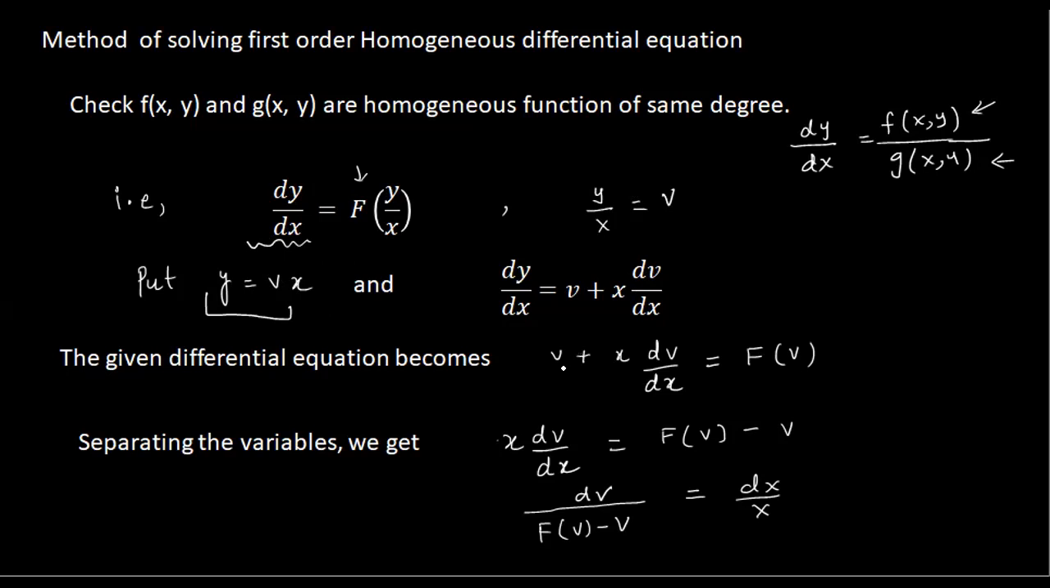So we end up getting v plus x dv over dx equals f of v, and then transfer v to the right side. We end up getting x dv over dx equals f of v minus v, and then we manipulate this and integrate both sides using the method of variable separable. We get some relation between v and x, and then finally we again use the simple relation to find our answer in terms of x and y. Let us understand this through an example.